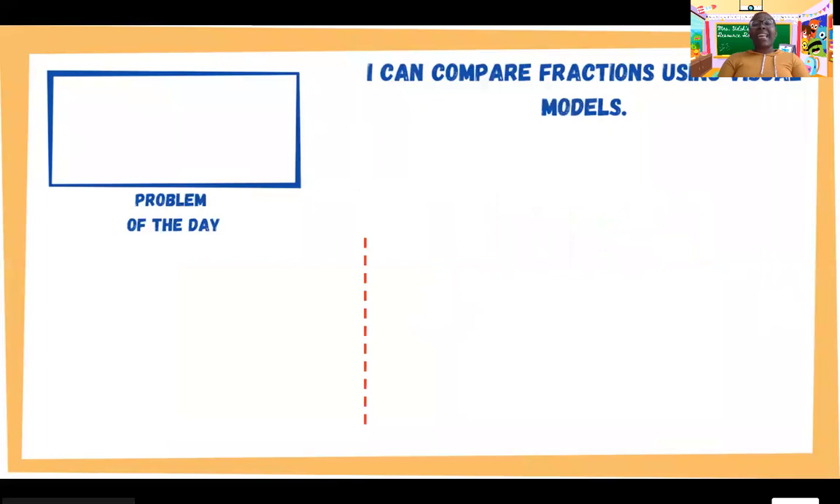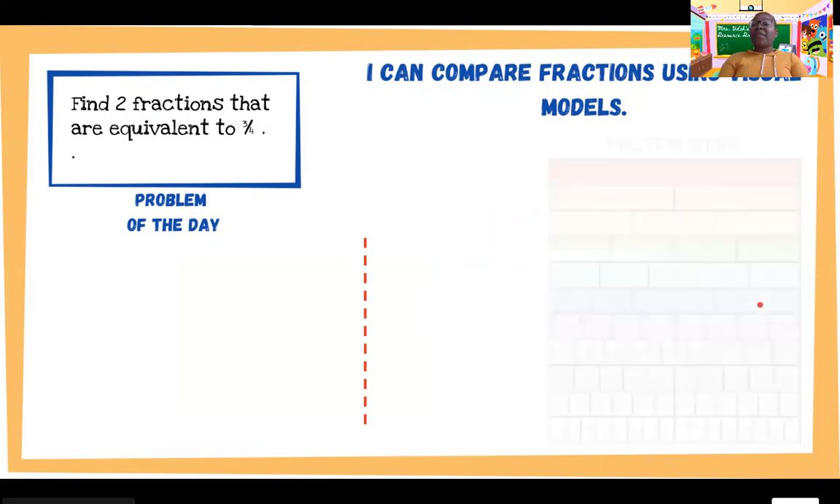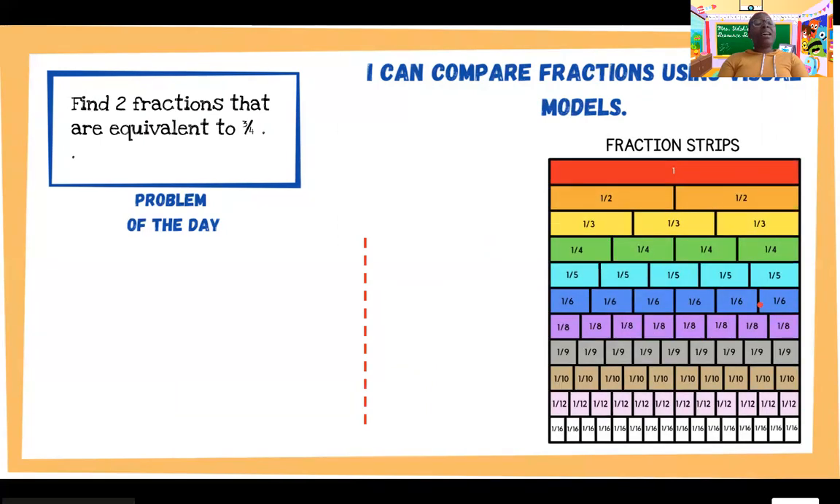All right, middles, it's your turn. Remember, all week we have been comparing fractions using models. Our problem today says, find two fractions that are equivalent to 3/4. And as you know, this week we've been using our fraction strips. So before we begin, I need you to remind me, what does our vocabulary word mean?